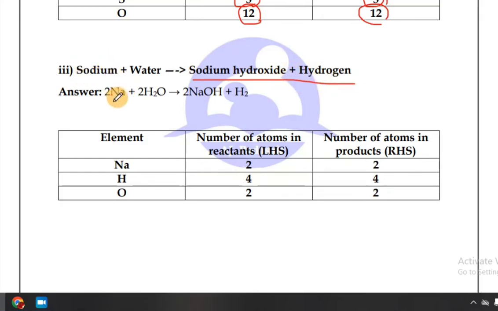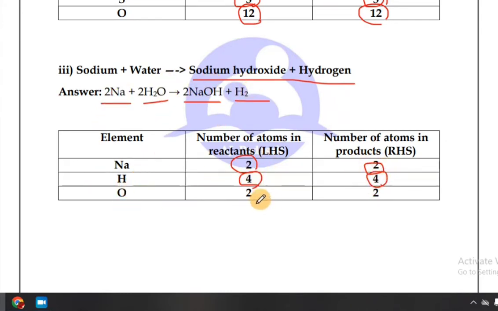Here for sodium we have to write Na, for water we have to write H2O, for sodium hydroxide we have to write NaOH, and hydrogen we have to write as H2. Now the same we have to follow. We have to check whether the number of atoms present in the reactant is equal to the number of atoms present in the product or not. Okay, first sodium. Here we have 2 atoms of sodium, and here also we have 2. And here we have 4 atoms of hydrogen, and here also we have 4 atoms of hydrogen.